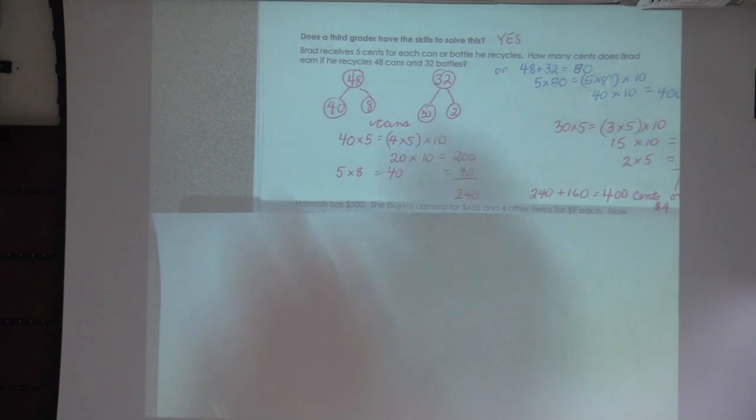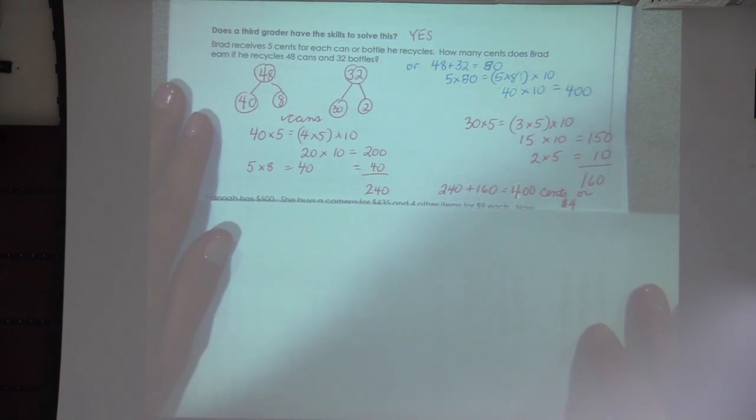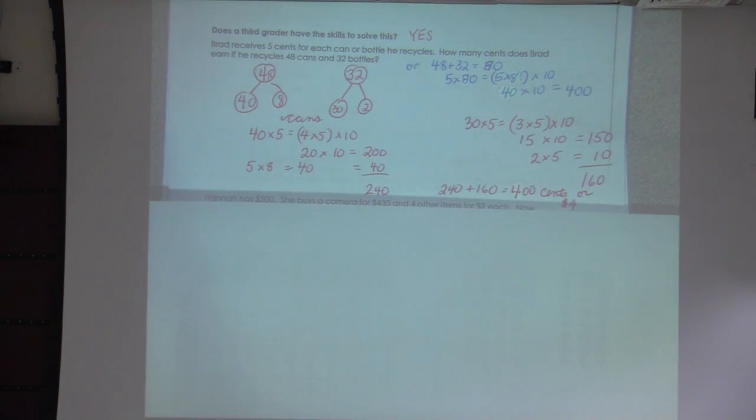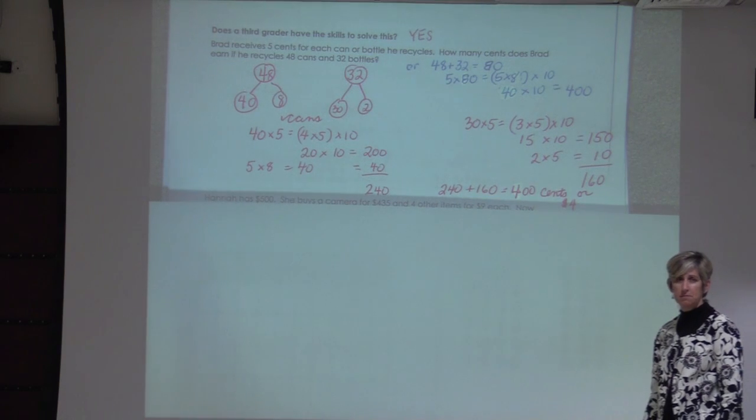Then I did the same thing for the 32. 30 times 5, 3 times 5 times 10, 15 times 10, 2 times 5, and I get 160. I added the two amounts together, I got 400 cents or $4, both are perfectly good solutions.